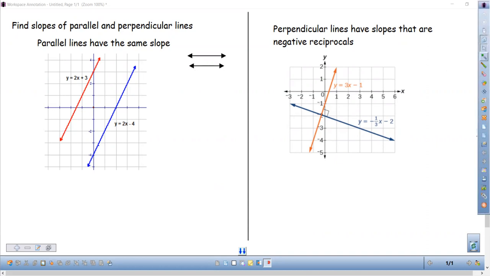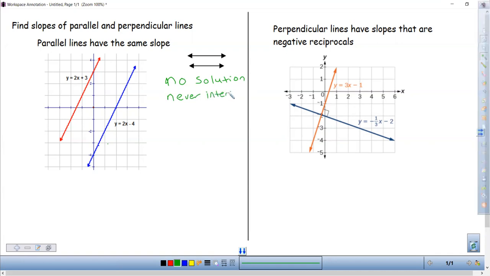When we get to other lessons, you're going to learn that parallel lines have no solution because they never intersect. So what does that mean for equations? Well, here are two equations of these red and blue parallel lines. We have y equals 2x plus 3 and y equals 2x minus 4.